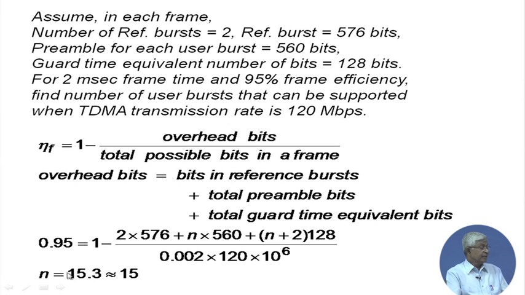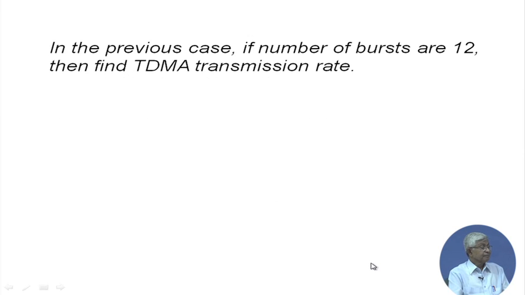So, here n comes out to be 15.3. Obviously, the lower number has to be given. This argument has been explained to you in FDMA. So, 15 users are possible.